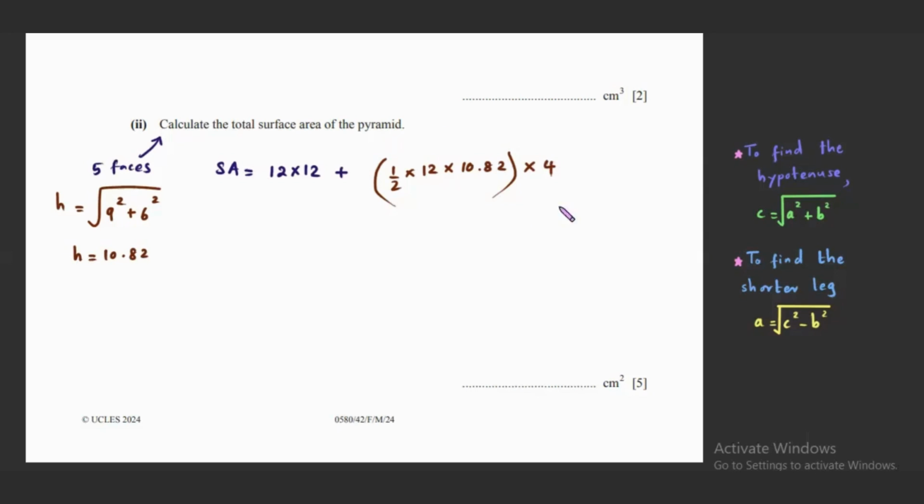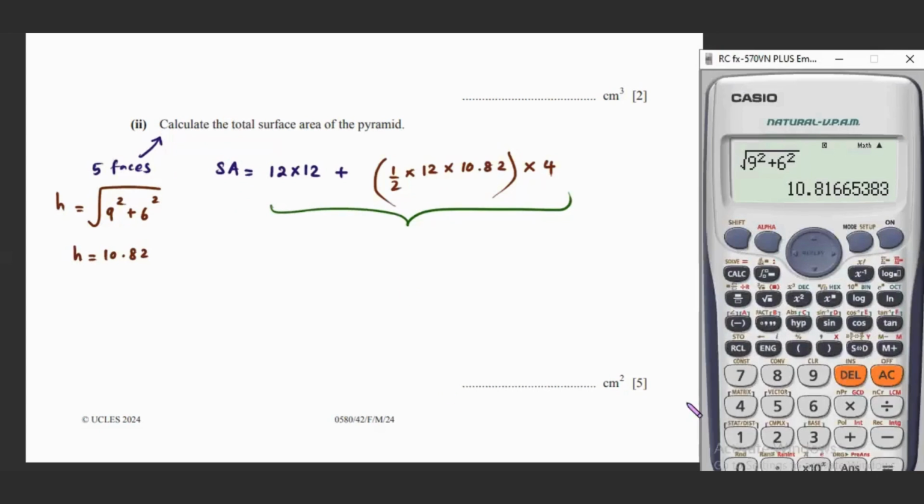Now we have 4 faces here, and this square face together makes the 5 faces of that solid. Now we need to put this in the calculator, and the answer that you get is going to be the surface area of the pyramid that is given. So it will be 12 times 12 plus, I can write half, so that is 1 over 2.